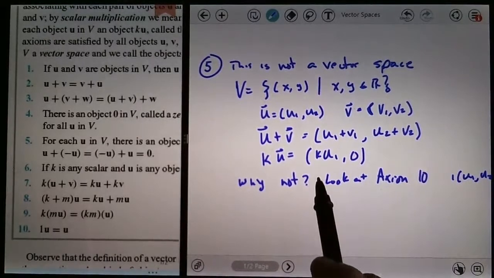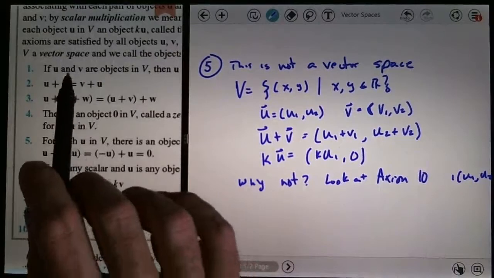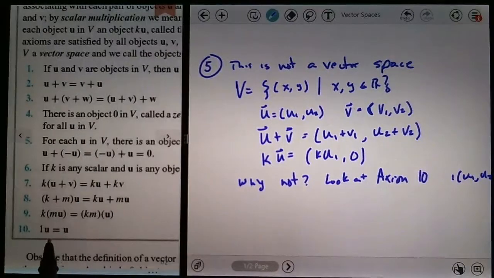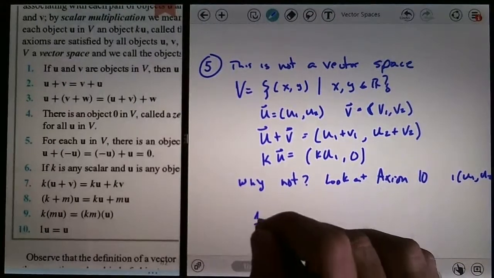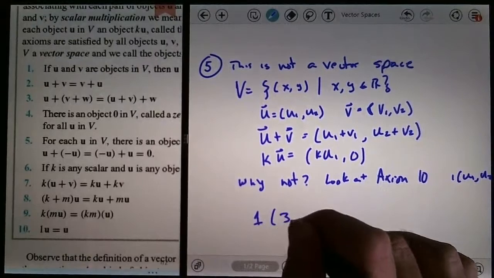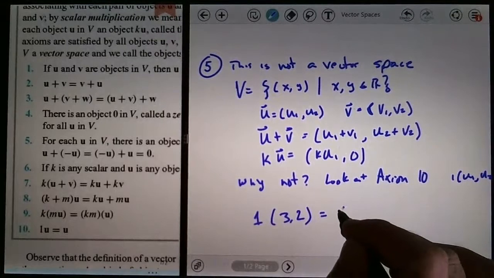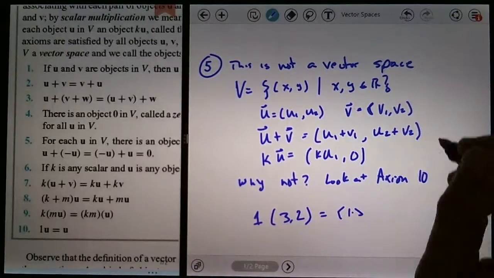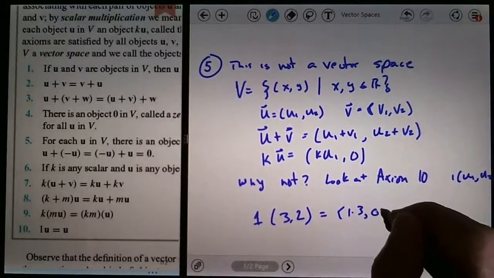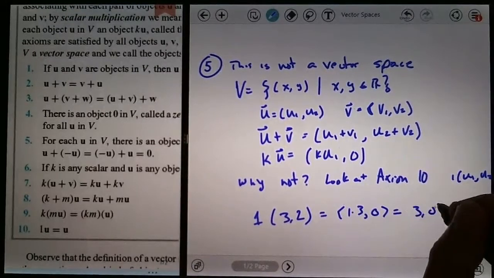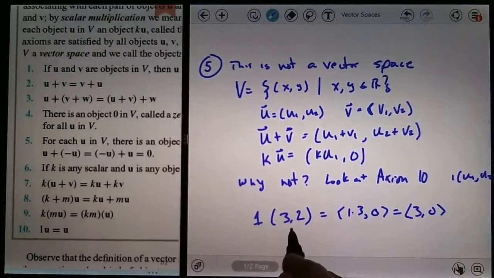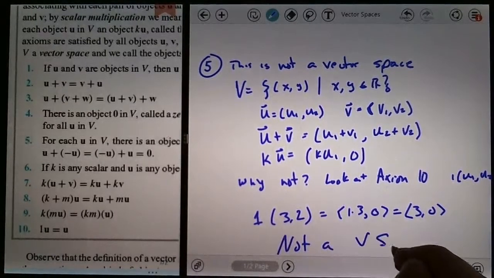It turns out that this satisfies, you can go through and check, every single one of the axioms except 10. If I were to multiply 1 by the vector 3, 2, then according to this definition, it's 1 times 3, comma 0, which is 3, comma 0. Is that the same as the u that I started with? No, it's not. So axiom 10 here is not satisfied. This is not a vector space.